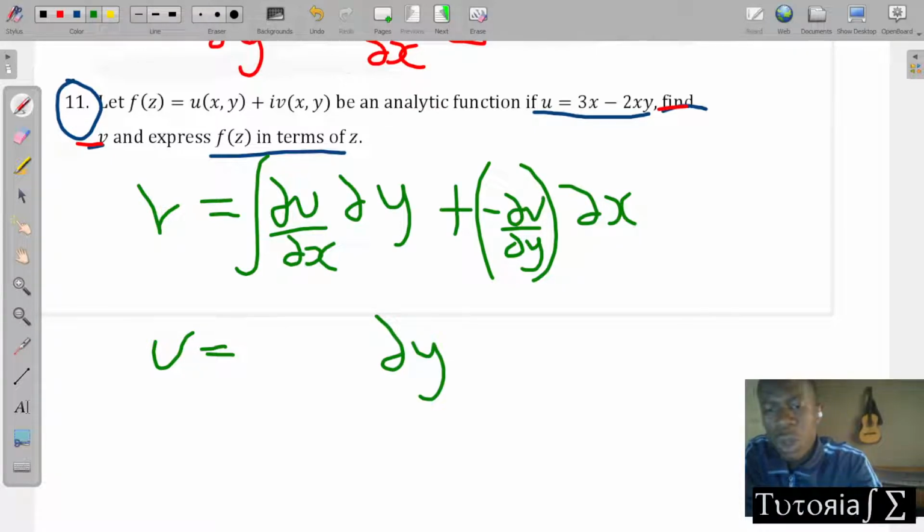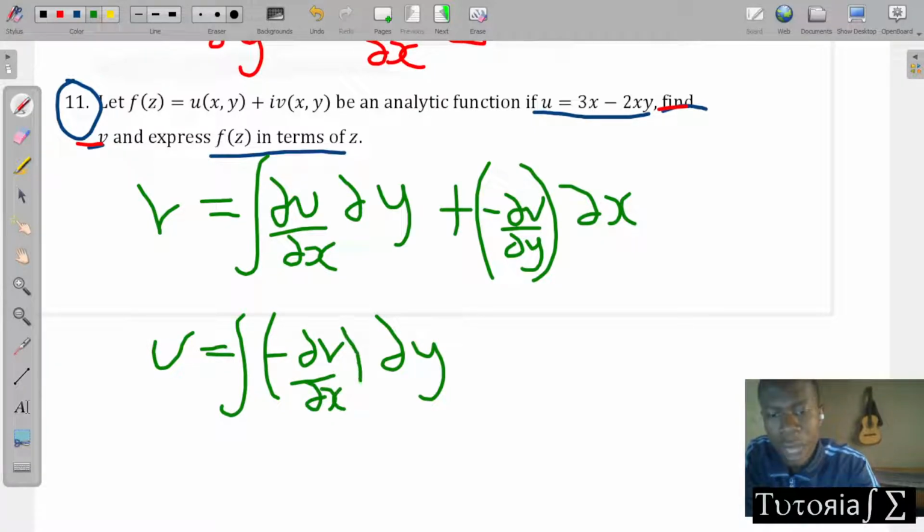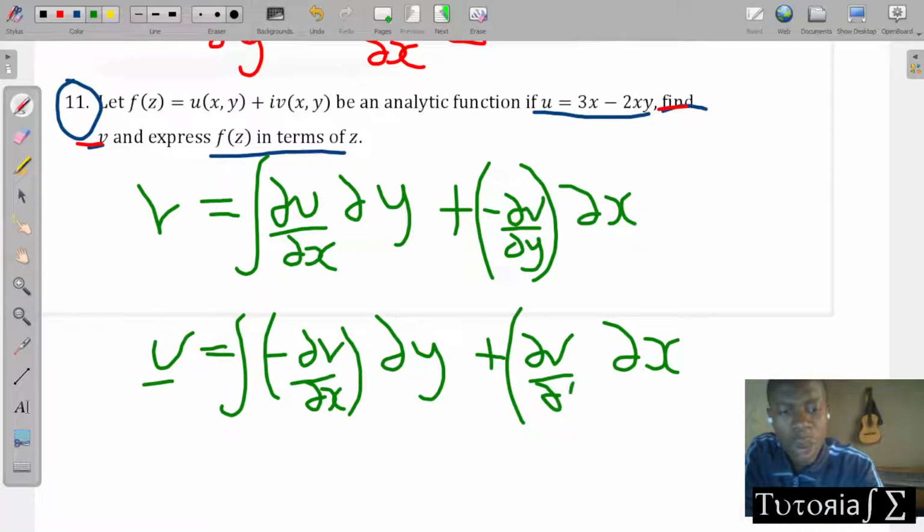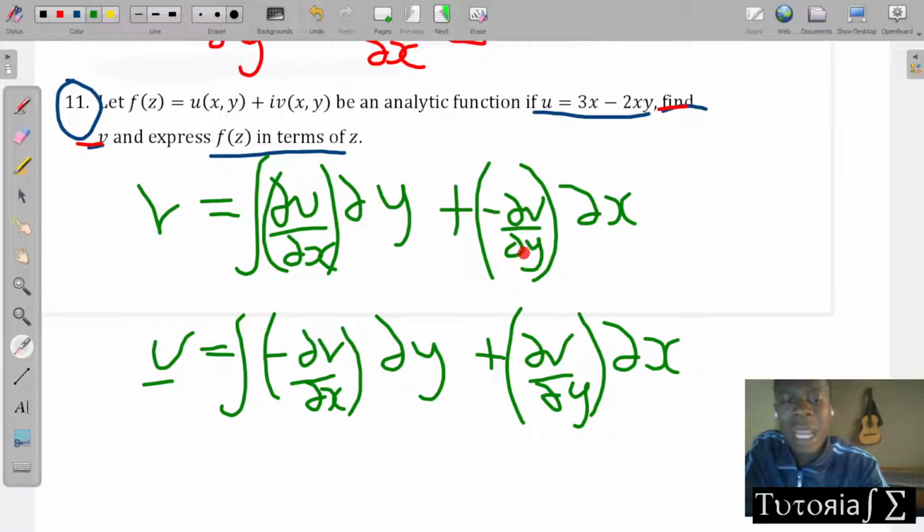what is du, okay, du dy. du dy will have a negative of dv dx according to the Cauchy-Riemann equations, plus du dx will have dv dy. So that is how you memorize these equations, and simply you just find du dx, you replace there dv dy, you replace there, you multiply by negative, then you integrate everything respectively, this part with respect to y and this part with respect to x. Same applies to this, and you are good to go.